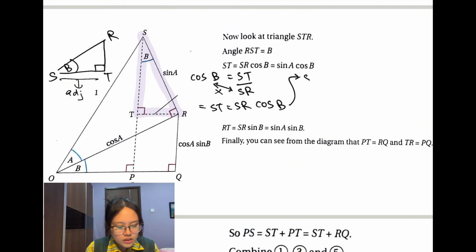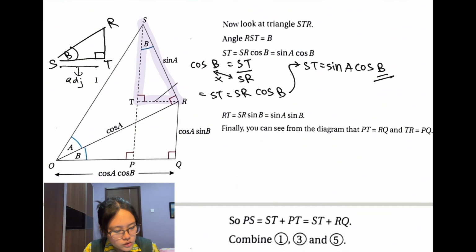And it is known that SR is sin A because we have found it previously. So we can just insert simply the SR into this equation. So it will become ST equals sin A cos B.